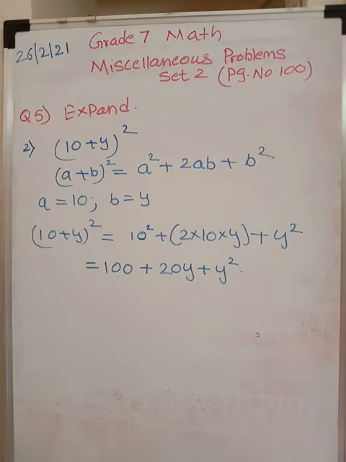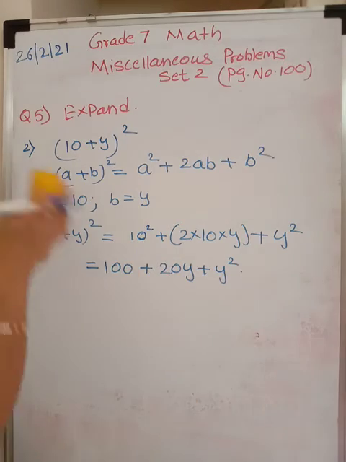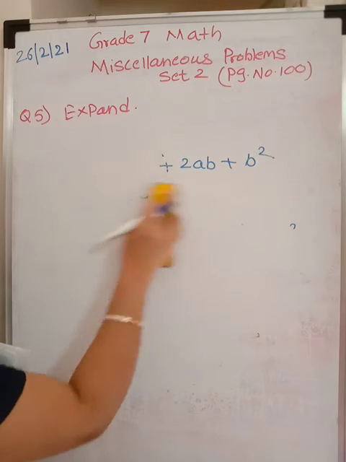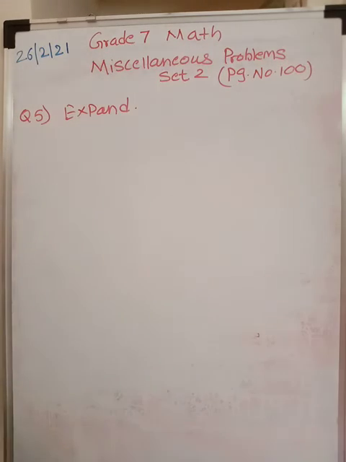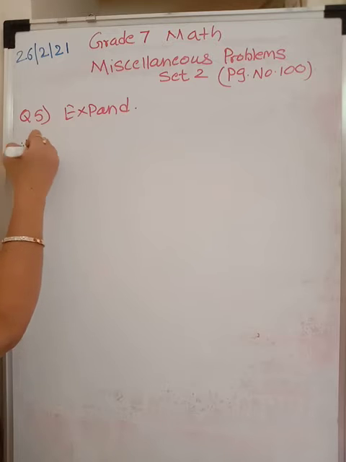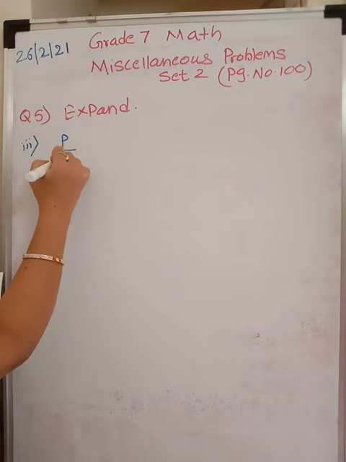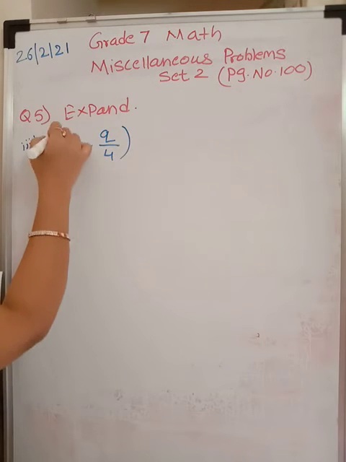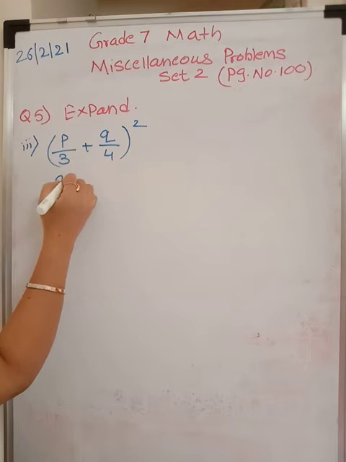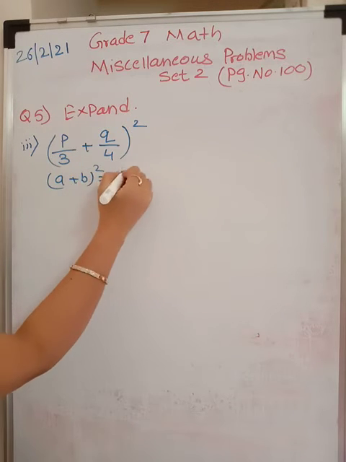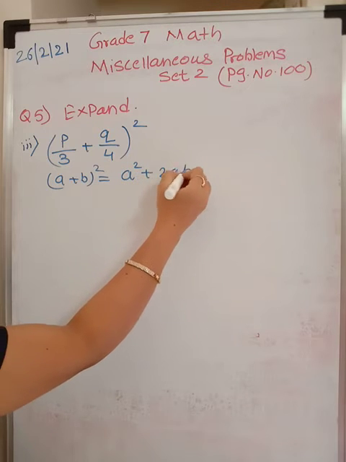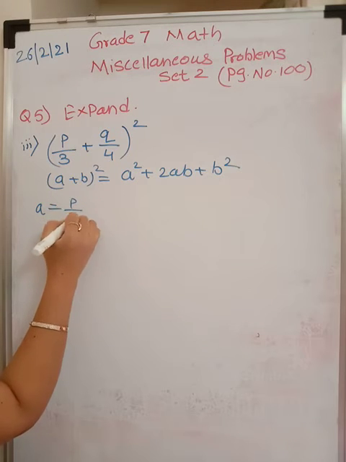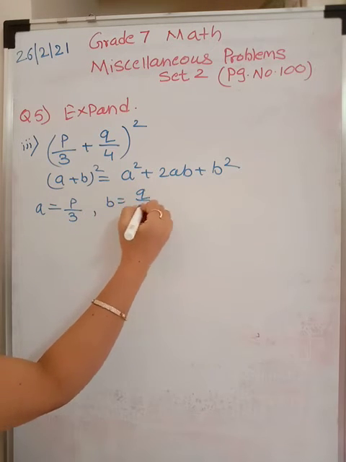Shall we move on? So the third question is p by 3. Take down this. Please solve. So the third question is now p upon 3 plus q upon 4 the whole square. Now this is again (a plus b) the whole square, which will be a square plus 2ab plus b square. What is your a now? Your a is p upon 3 and your b is q upon 4.